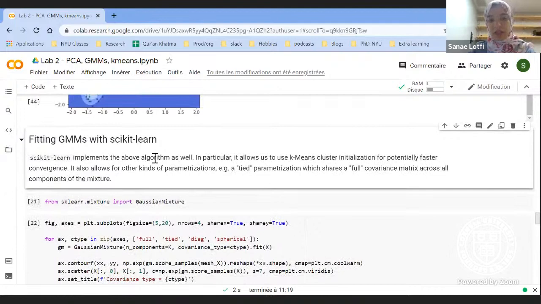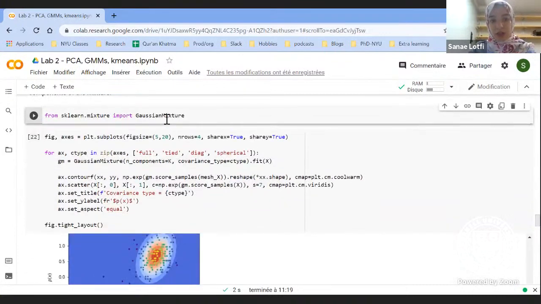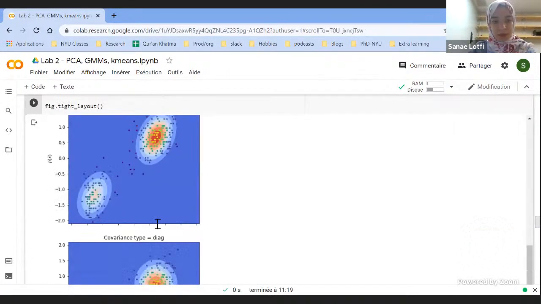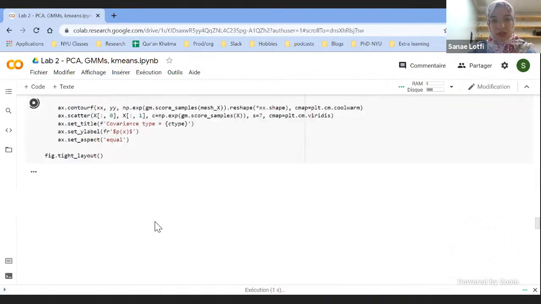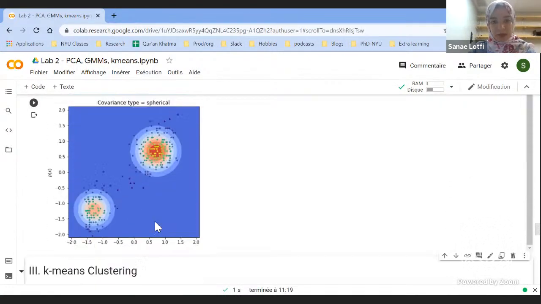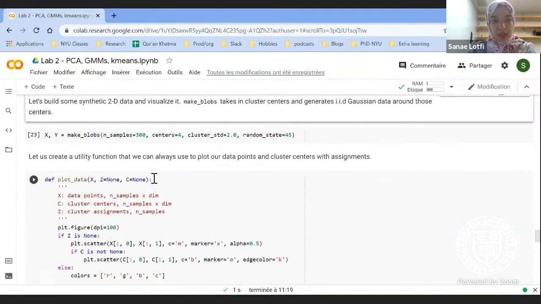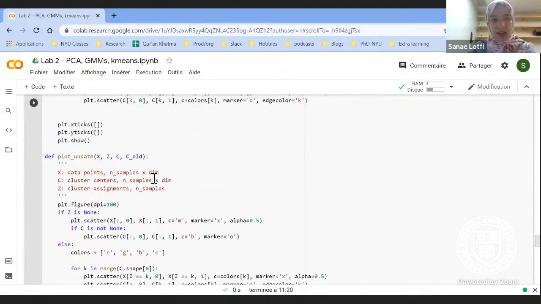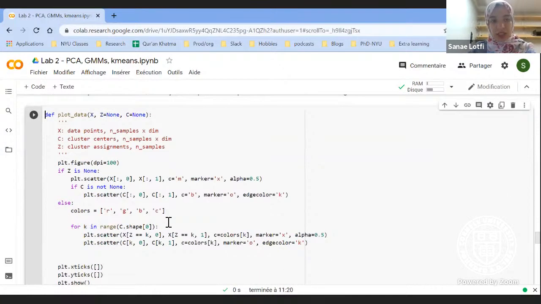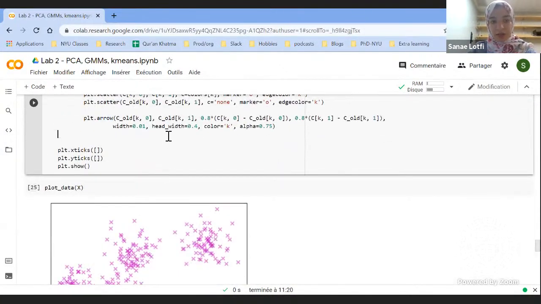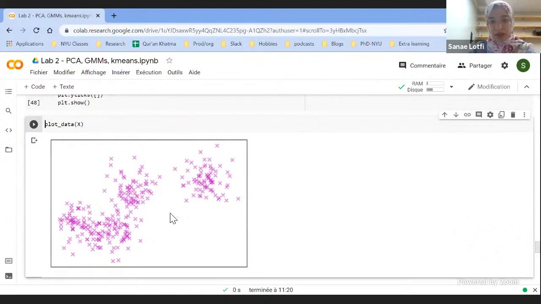Alternatively, instead of defining these functions, we can just fit GMMs with scikit-learn using the Gaussian mixture package. And here you can see a similar representation for that package. Finally, we're going to finish with k-means clustering, which is another algorithm that uses the EM optimization algorithm. We build the 2D synthetic data, and these functions basically just help us plot the data and plot the updates. So here is the data that we are considering.